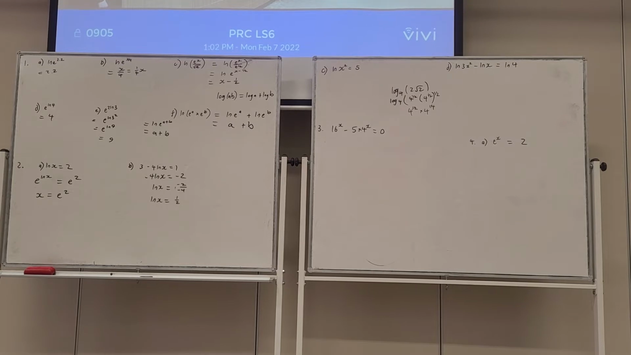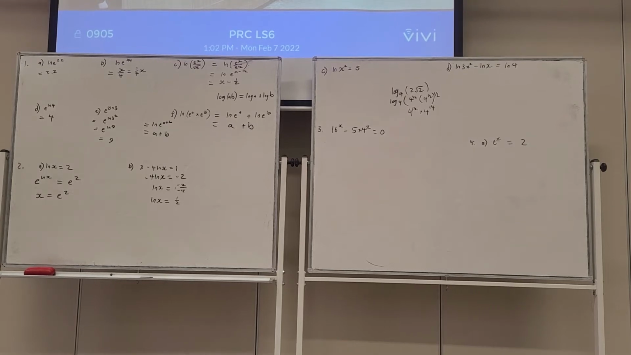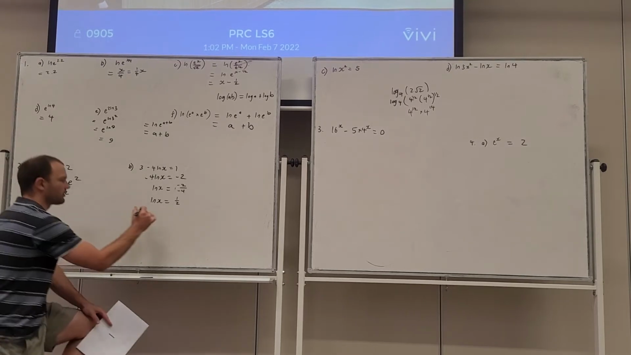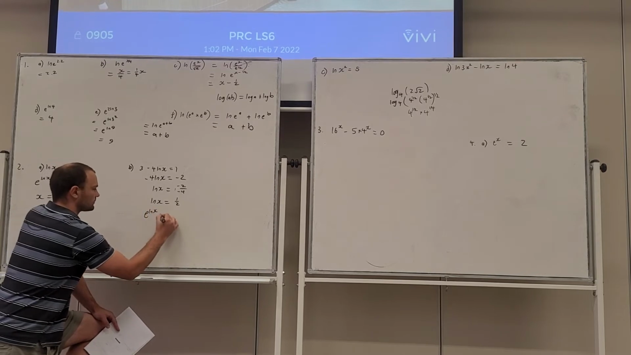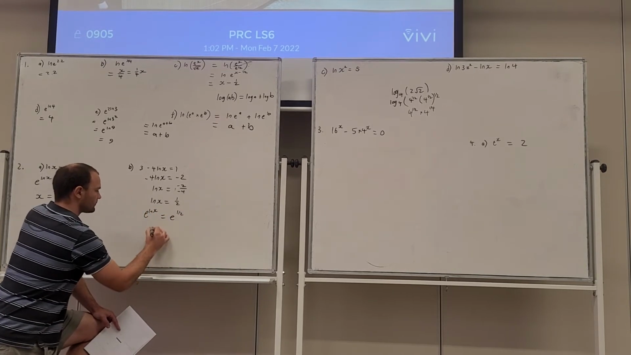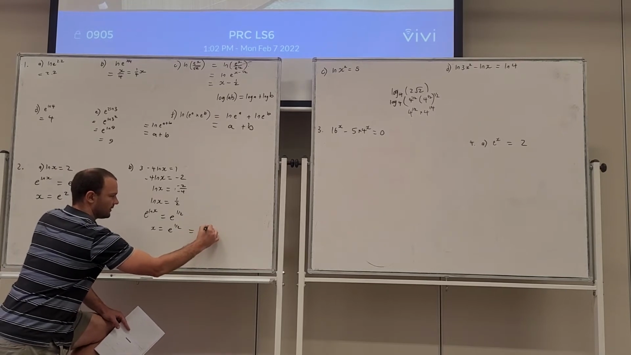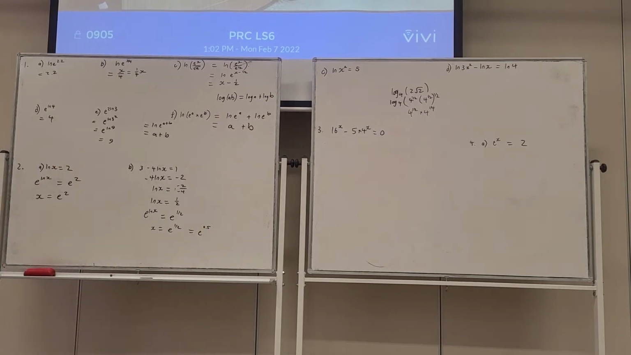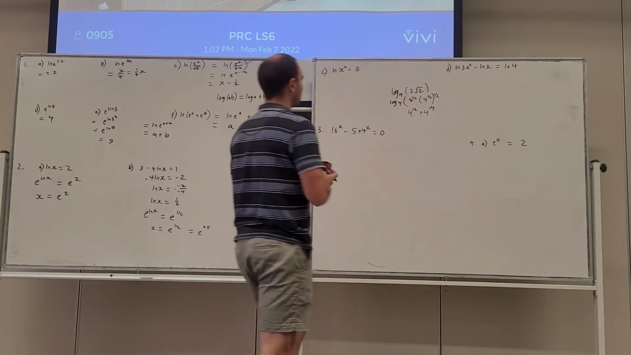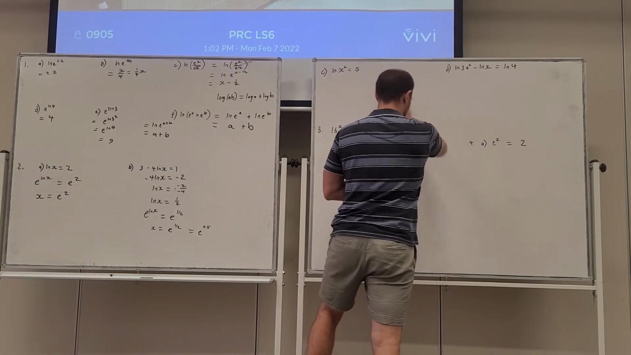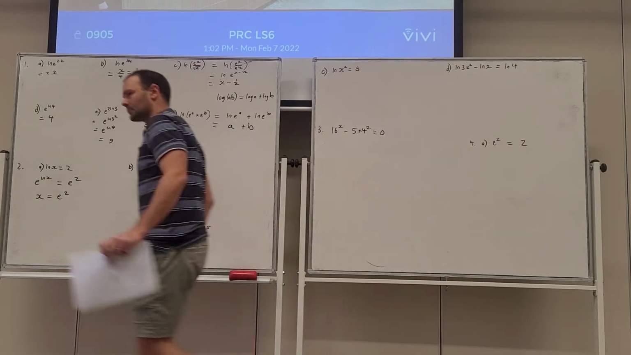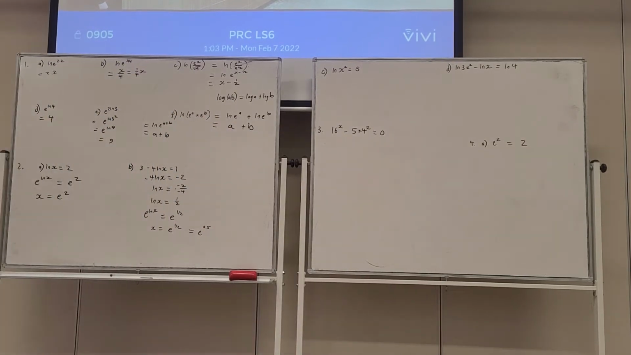All right. Now, how do we get rid of ln? We put e to the power of both sides. And it goes without saying that could be e to the 0.5. Now, different ways of presenting the same thing. All right, move on to C.